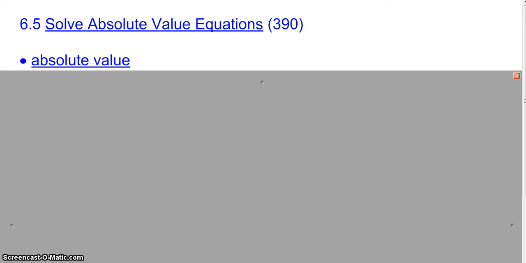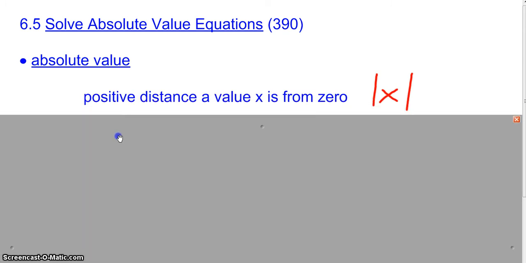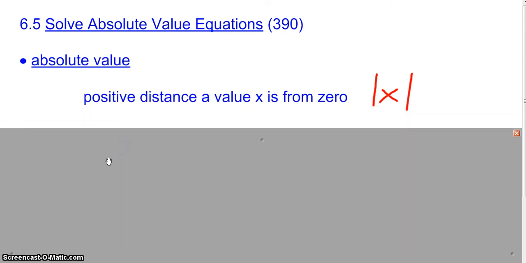Okay, so algebra, we are in chapter 6, section 5, solving absolute value equations. Absolute value. We've talked about this concept already this year. What is the absolute value of negative 3? The absolute value of negative 3 is 3. Good. And the absolute value of 3 is 3. They're both 3, right? And so the definition of absolute value is what? Madeline? Good. The distance from 0, right? The distance, positive distance. Distance is positive from 0.